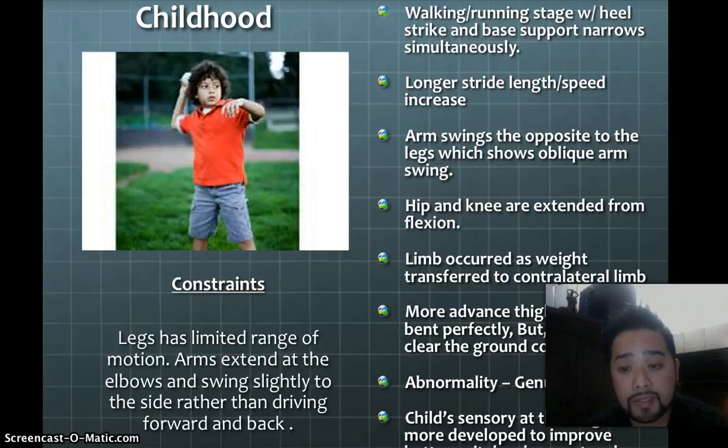You have more advanced thigh and knee bent perfectly, but foot doesn't clear the ground consistently. Child sensory at this stage is more developed actually, and it's more improved with their gait development and coordination. Abnormality, genu varum. Constraints, their legs have limited range of motion, arms extended at the elbow, and swing slightly to the side rather than driving forward and back.